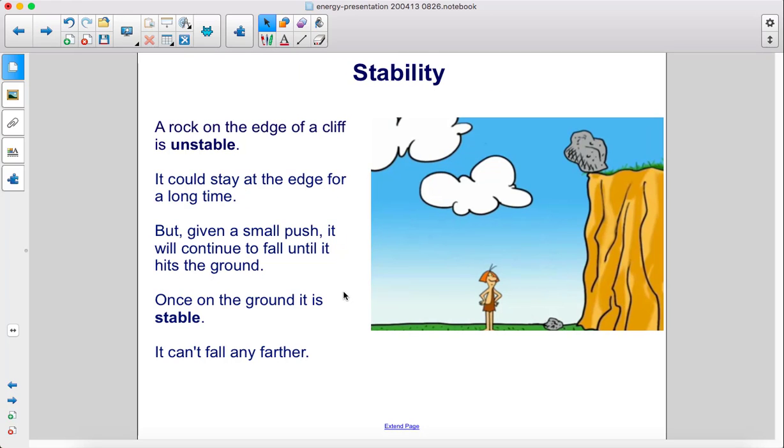A rock on the edge of a cliff is unstable. It could stay at the edge for a long time, but given a small push, it will continue to fall until it hits the ground. Once on the ground, it is stable. It can't fall any farther.